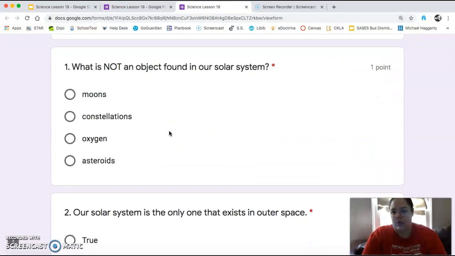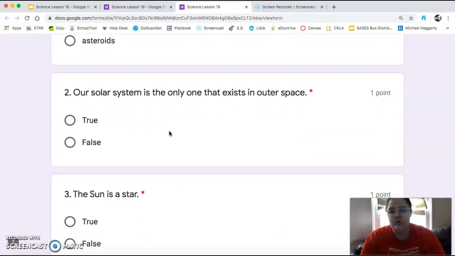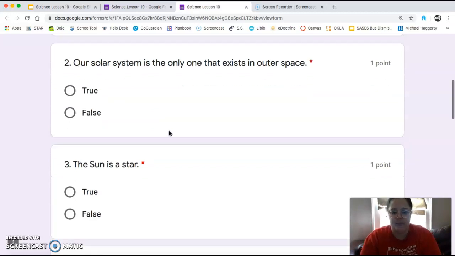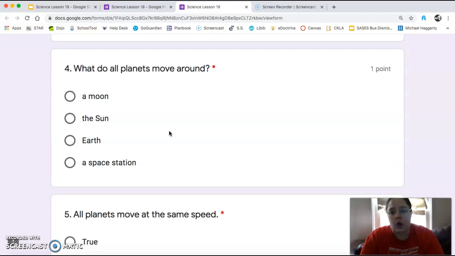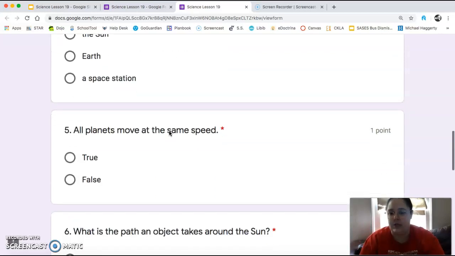So number 1 wants to know what is not an object found in our solar system. So go back to that slide. Which one is not found in our solar system? 2, true or false, our solar system is the only one that exists in outer space. 3, true or false, the sun is a star. 4, what do all planets move around? So what is that object that they're all moving around? The moon, the sun, the earth, or a space station.